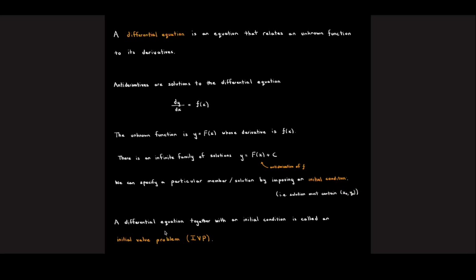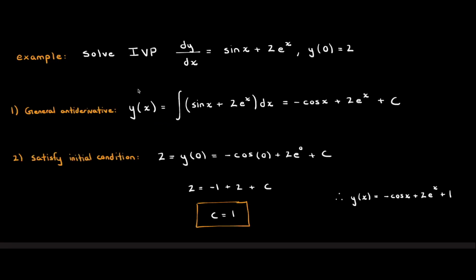Now, a differential equation together with an initial condition is called an initial value problem. Let's take a look at how to solve these simple differential equations along with a given initial condition. In the first example, they want us to solve the following initial value problem. dy by dx is equal to sine x plus 2e to the x, subject to the constraint that the solution curve must pass through the point 0, 2.